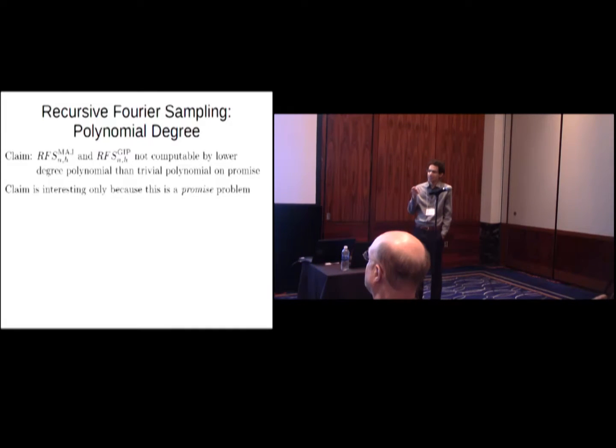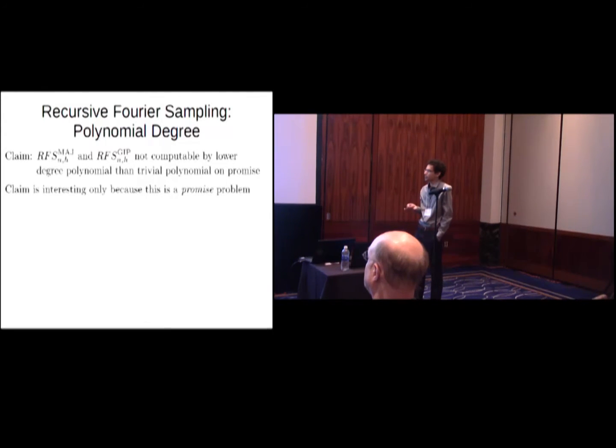It's obvious there's an extremely high degree polynomial that computes recursive Fourier sampling by simply, at every node of the tree, find n children, get the answers of those n children, and just brute force compute your way through the tree. This will be a polynomial of absolutely tremendous degree. My claim is that you can't do any better at all. There's not even a polynomial of degree 1 less that's correct on the promise.